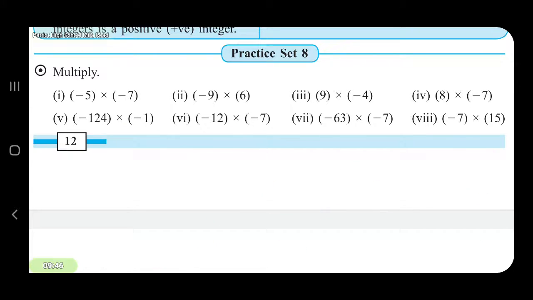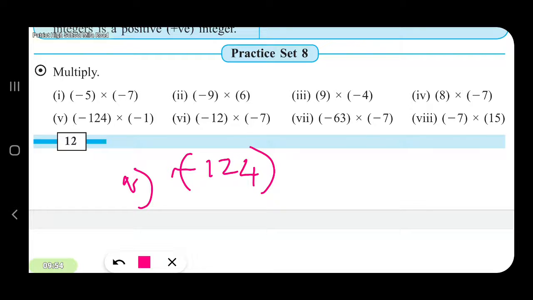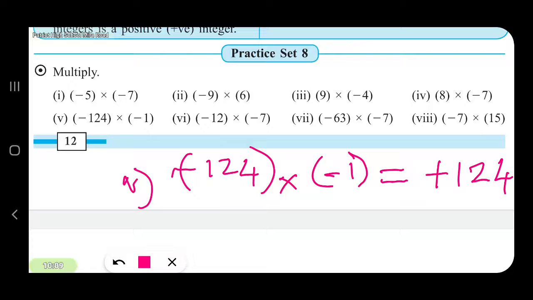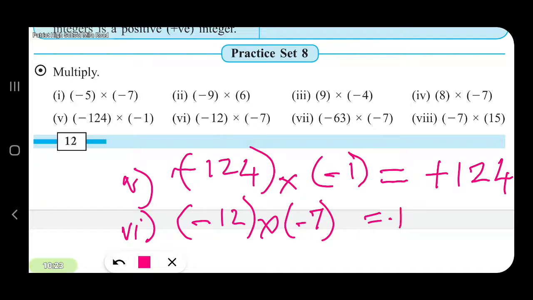Let us take the fifth example. Minus 124 multiplied by minus 1. So it is the product of two negative quantities. The product of two negative quantities again is positive, so it will be plus 124. 124 multiplied by 1 is 124. Now take the sixth example. Here both the terms are negative. So the product of two negative terms is positive. 12 sevens are 84.